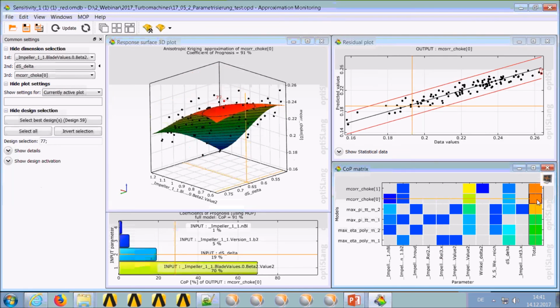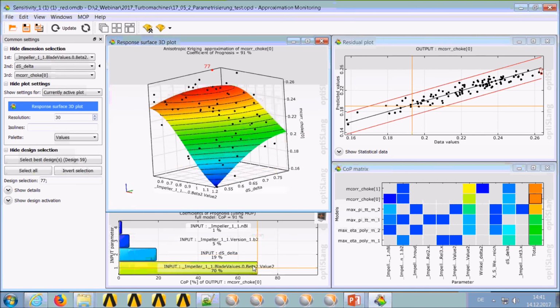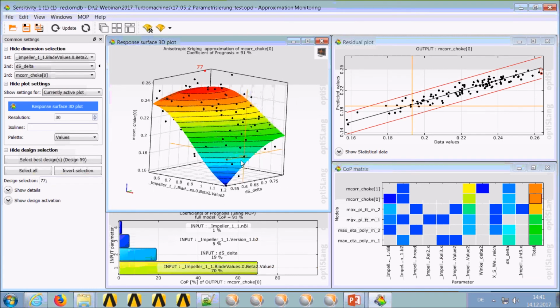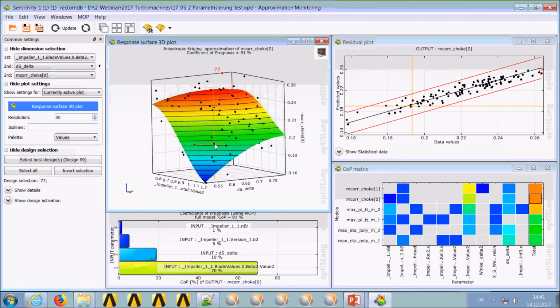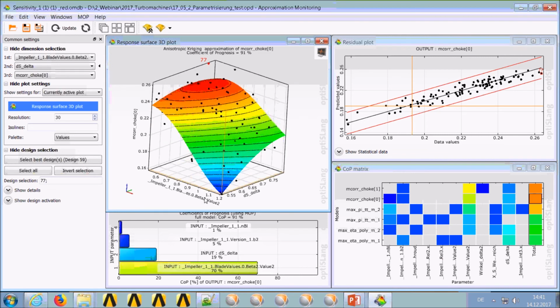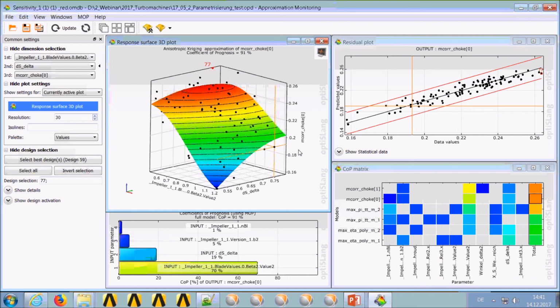We can also have a look at, for example, the choke mass flow for one speed line, and we can see that the beta 2 angle at the shroud position is mainly driving this, the most important parameter. And we see that with the decreasing of the beta 2 angle, the choke mass flow is increasing, and with an increasing of the section diameter, the choke mass flow is increasing as well.